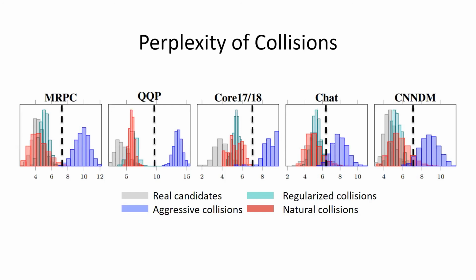However, you can also see that the regularized and natural collisions, their perplexity scores can overlap with the real data a lot, and filtering those collisions out will likely result in a lot of false positives and thus hurt the model's utility score.